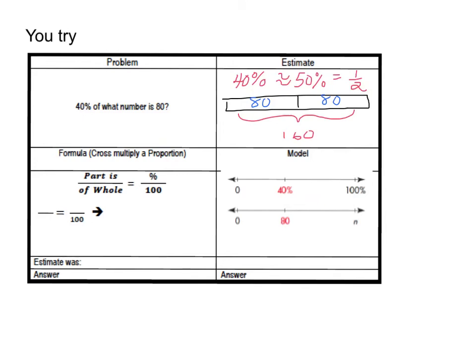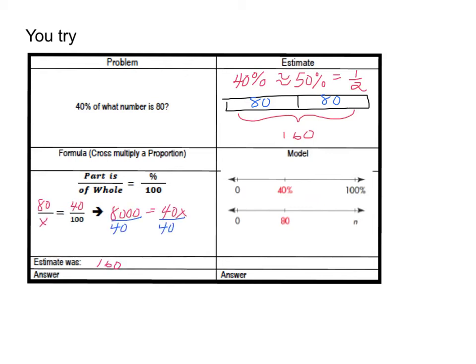Okay, first for my estimate, I'm going to say 40% is close to 50%, which is about 1/2. So I'm going to say if half of something is 80, the other half would be 80. So my estimate is going to be, I think the whole is about 160.